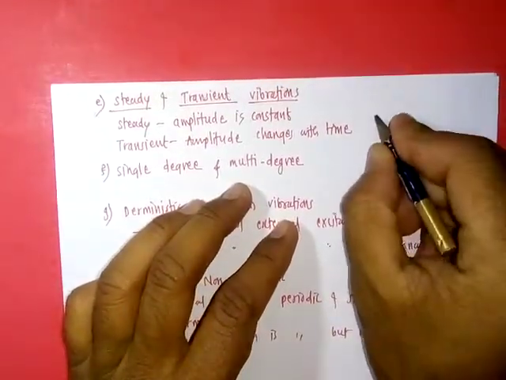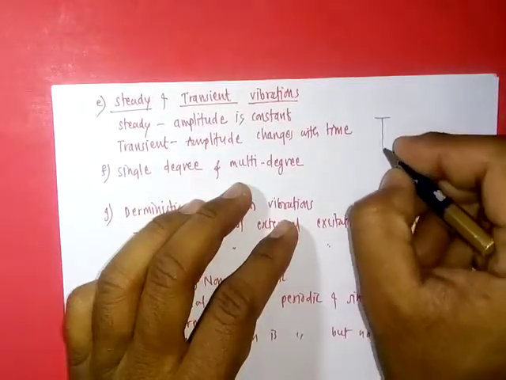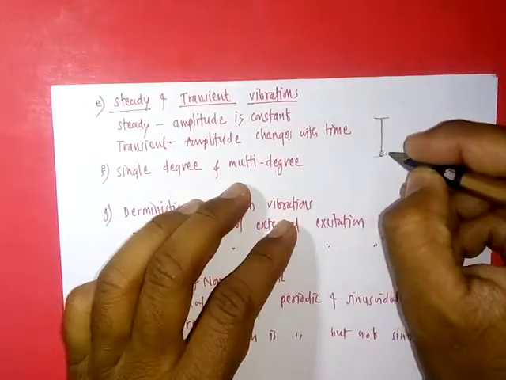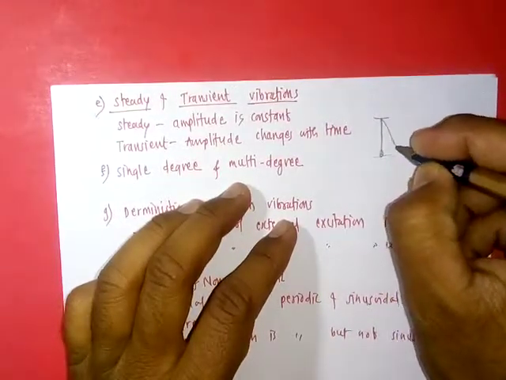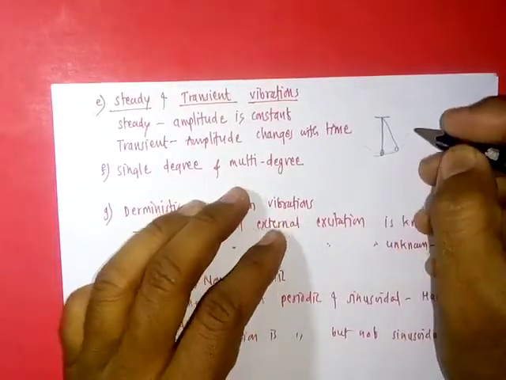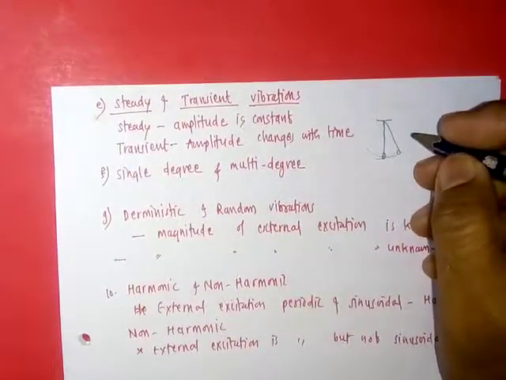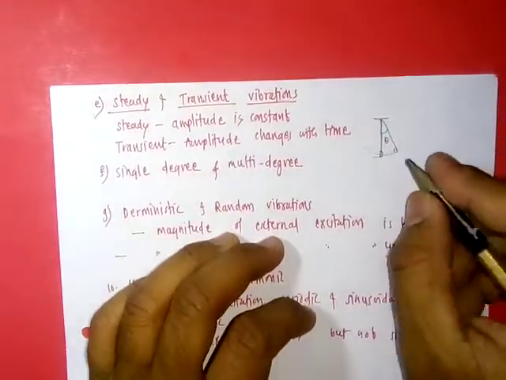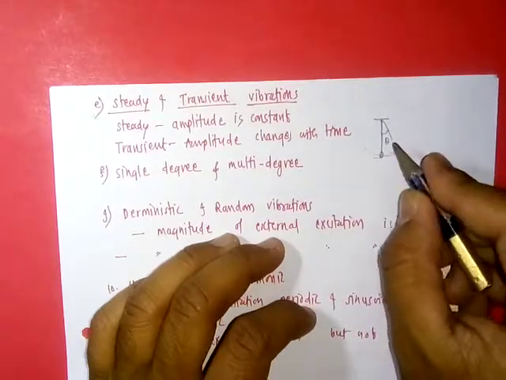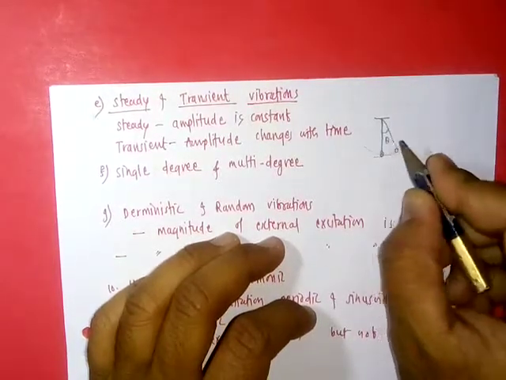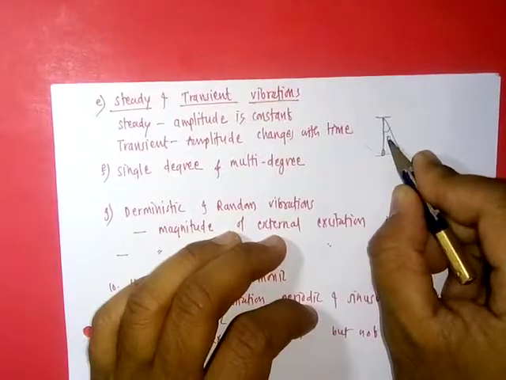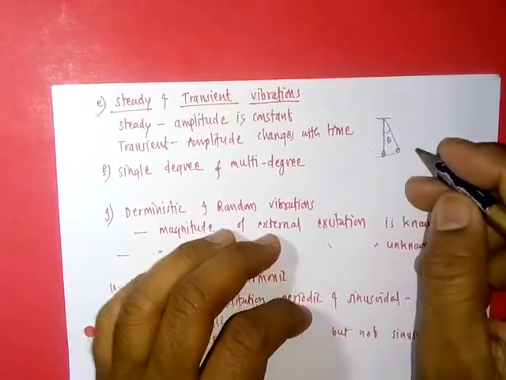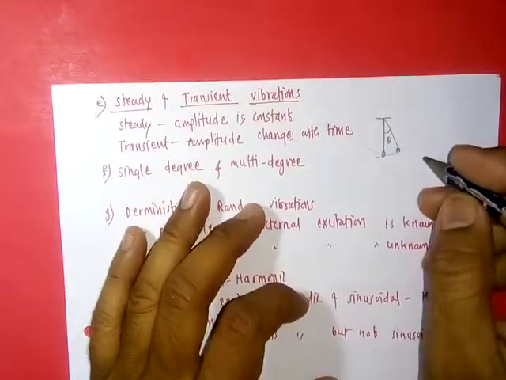Suppose this system consists of a string and a mass. If you pull or move this mass from its equilibrium position, it will start to move or perform transverse vibrations. Now, at any instant, to specify the condition of the system, we only need to specify this theta value. That means a single parameter is sufficient to specify the condition of the system at any instant. Then the vibrations are called single degree vibrations.